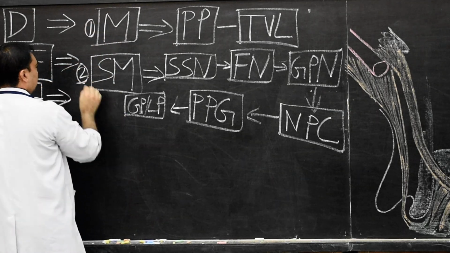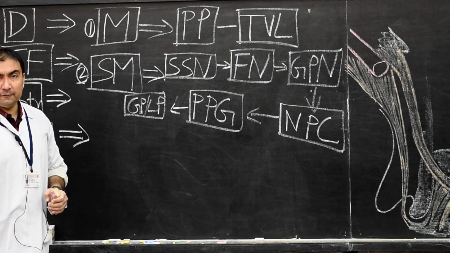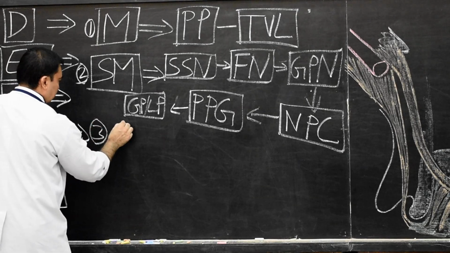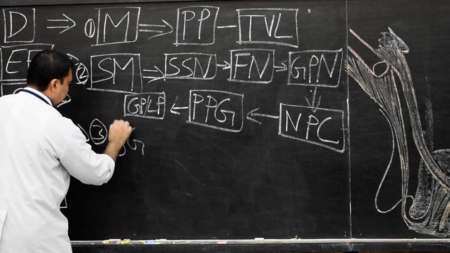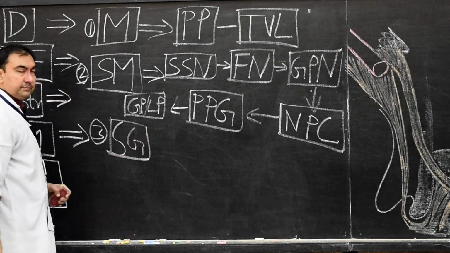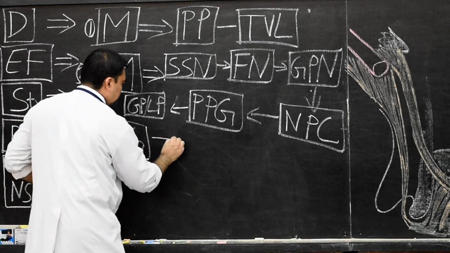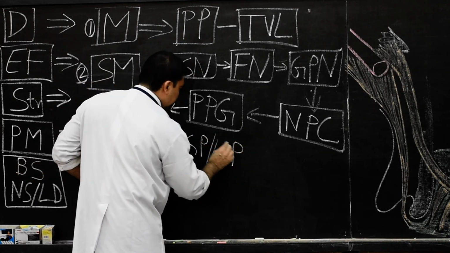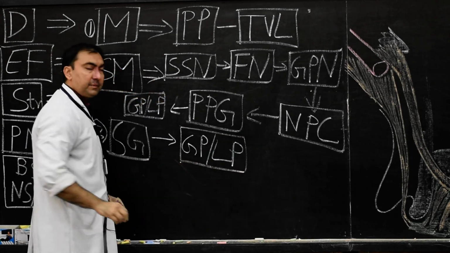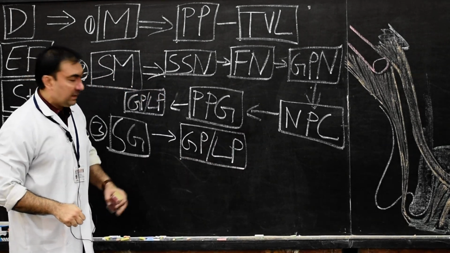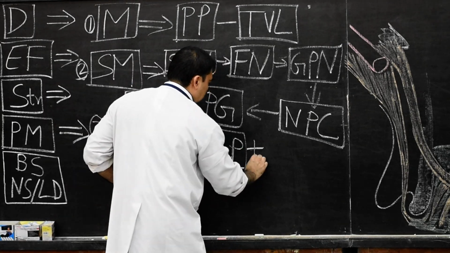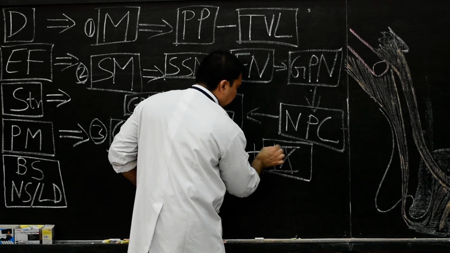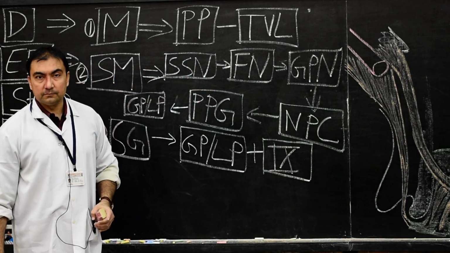This is one, nerve supply, motor. Two, this will be the supply of secretomotor. Then three, sensory. Which sensory? General sensory. This general sensory nerves will be supplied by greater palatine and lesser palatine nerves, and these greater and lesser palatine are branches of maxillary nerve. And also, I'll make it a plus, also by the ninth cranial nerve, glossopharyngeal nerve.